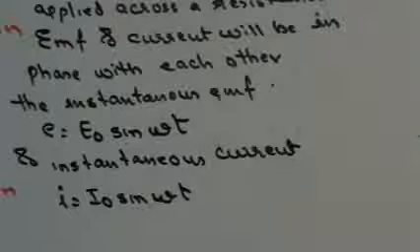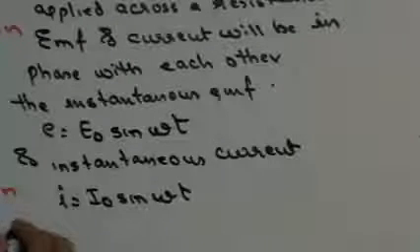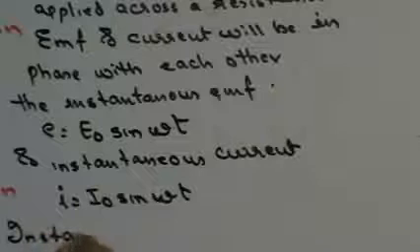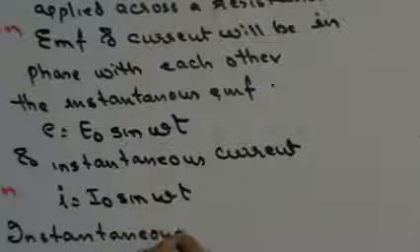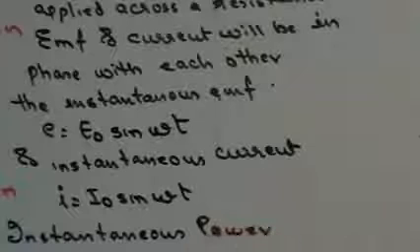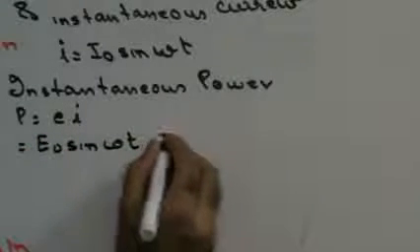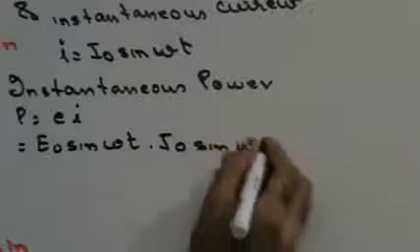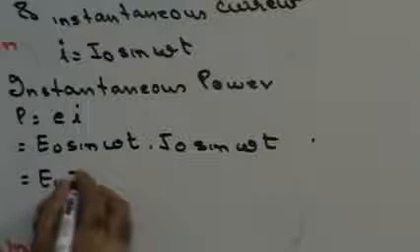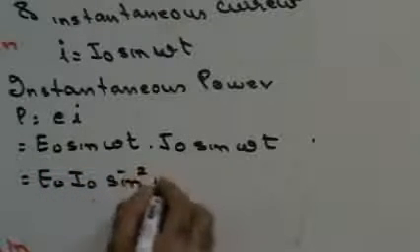Right? Now in this case we know that power in a circuit, the instantaneous power P, is defined as the product of EMF and current. So in that case this is going to be E0 sin omega t into I0 sin omega t. Right? So I can say this is nothing but E0 into I0 sin square omega t. Fine, do we get this thing clear?